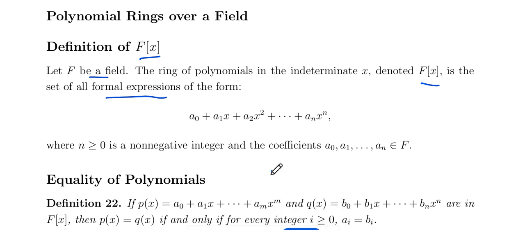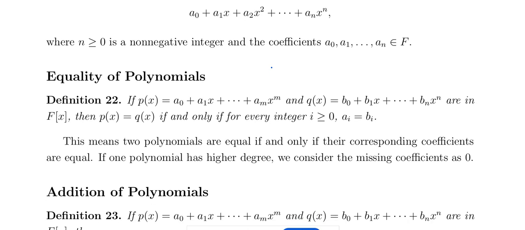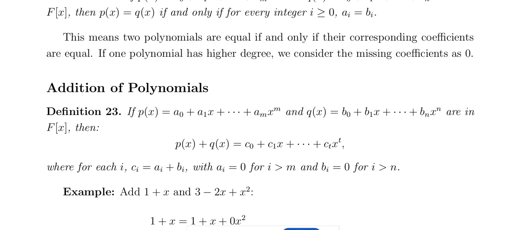And equality of polynomials, you know this already: two polynomials are equal if the corresponding coefficients are equal. Addition: we add the corresponding coefficients and create another polynomial. For example, one is an m degree polynomial and the other an n degree polynomial; we add the corresponding coefficients: a0 plus b0 constant term, a1 plus b1, a2 plus b2, like that.